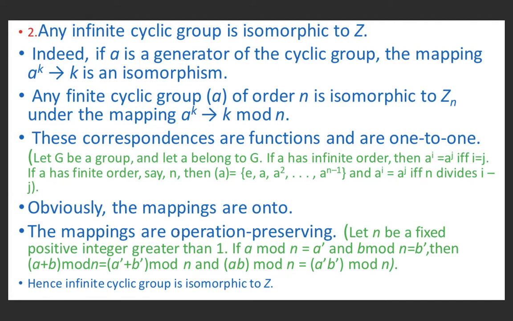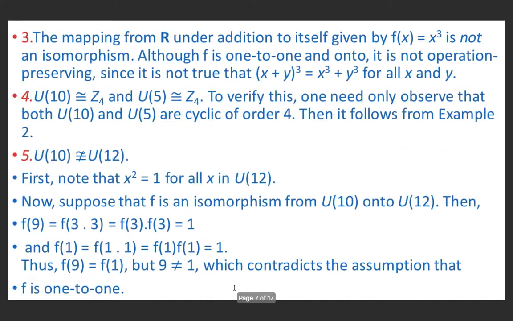The mappings are also operation preserving because if n is a fixed positive integer greater than 1, and we write a mod n equal to a' and b mod n equal to b', then (a + b) mod n is equal to (a' + b') mod n, and ab mod n is equal to a'b' mod n. Hence, an infinite cyclic group is isomorphic to Z.